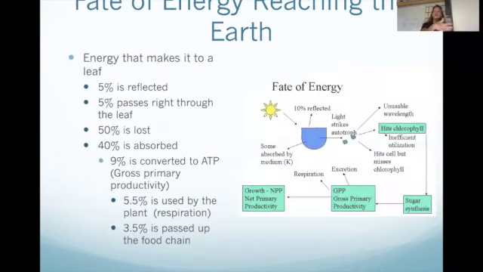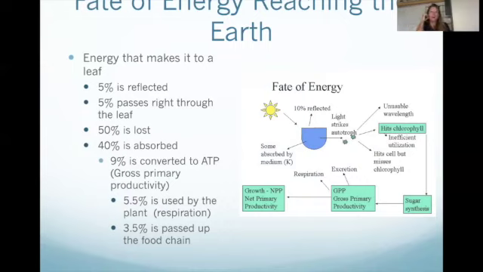The fate of energy reaching the earth. So we have the sun beating down on us at all times, and it's going to hit a leaf on a plant. 5% of the solar energy that hits a leaf is immediately bounced off and reflected back. This is what the green color is, right? That's the color reflecting back to your eye. 5% is actually going to pass all the way through the leaf. So the leaf isn't going to use it. It's just going to go right through it.